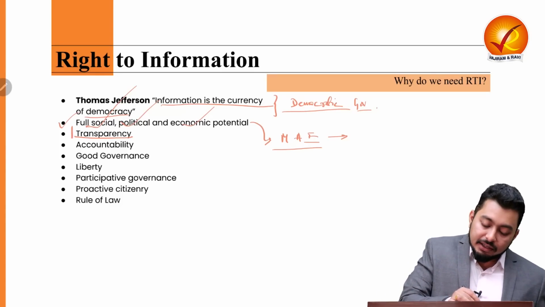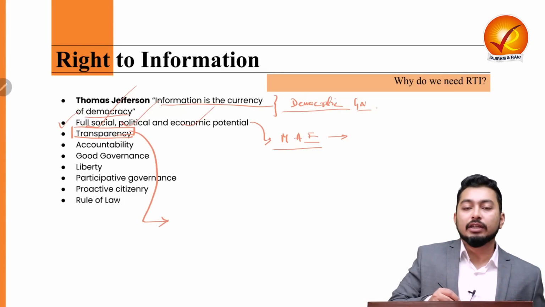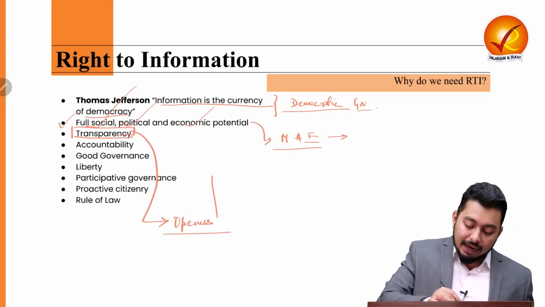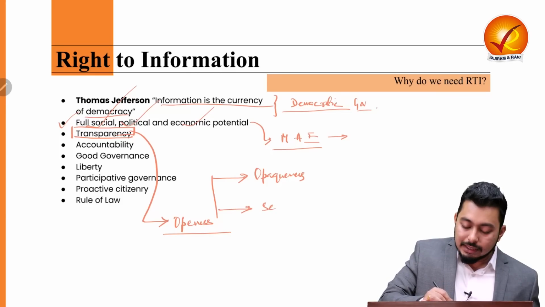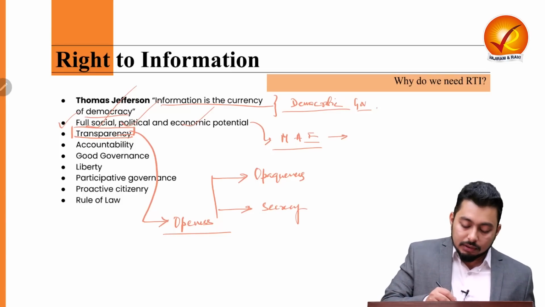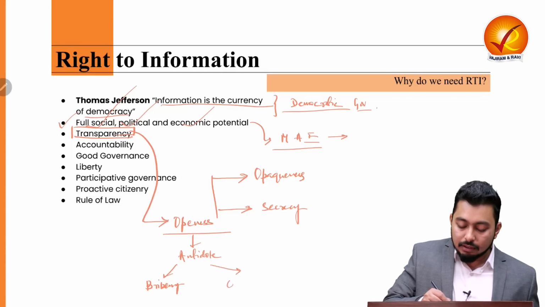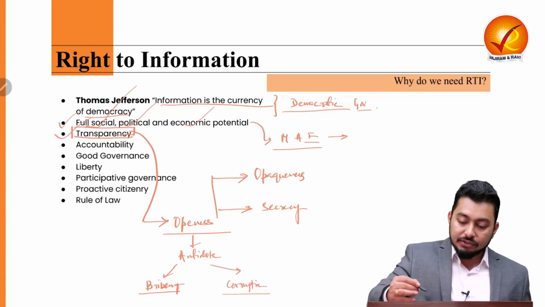And it is to achieve your full potential in terms of social, political and economic potential. Then transparency is also a fundamental of good governance. Whenever we are talking about transparency, what do we mean? We mean openness. And openness is antithetical to opaqueness or to secrecy. Furthermore, it is an antidote to bribery as well as corruption. So fundamentally speaking, if we are talking about good governance, then we require transparency.